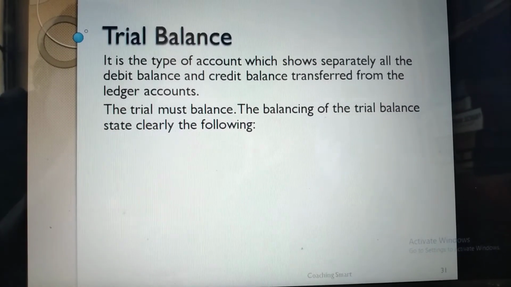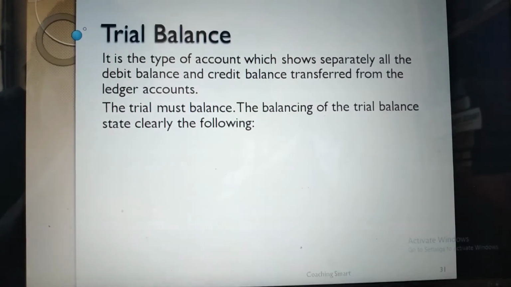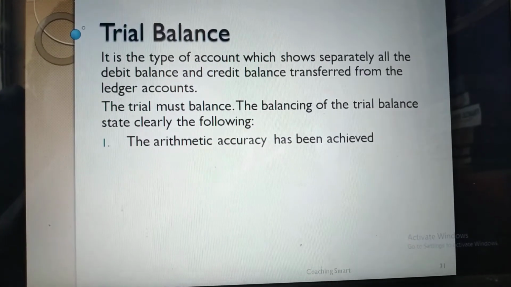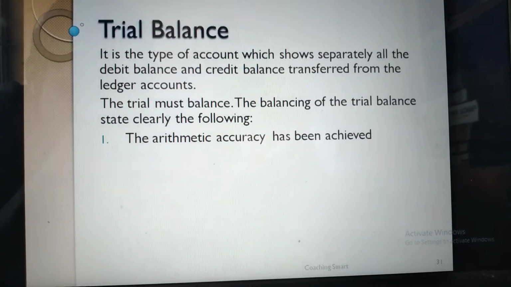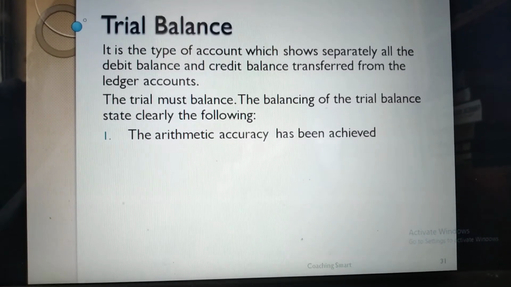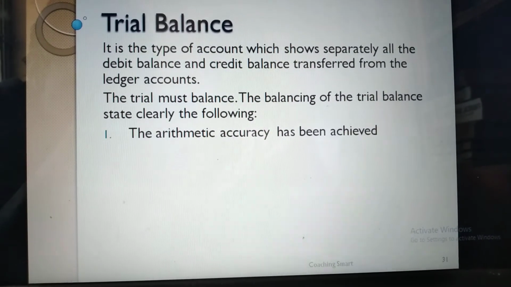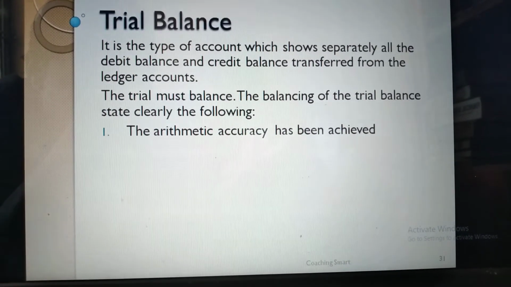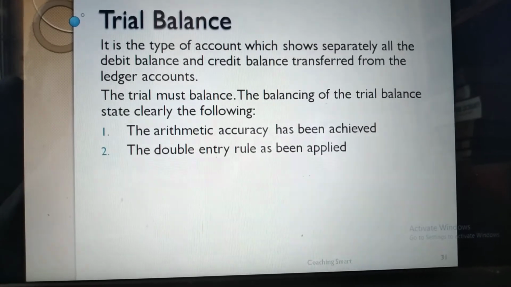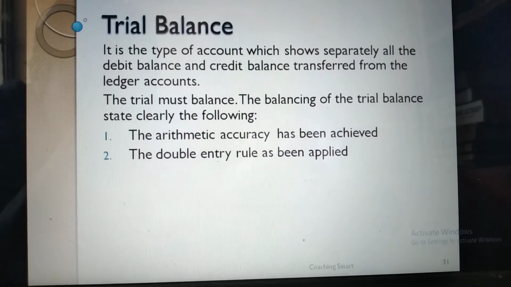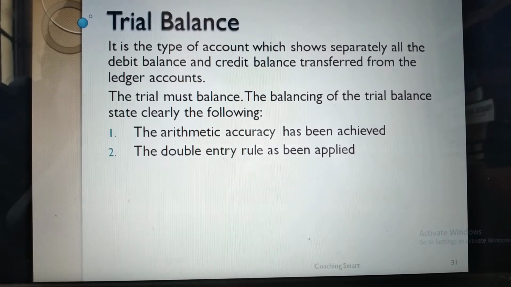The trial balance must balance. The balancing of the trial balance states clearly the following. 1. The arithmetic accuracy has been achieved. When you total, your calculations have been well and accurate. Number 2, double entry rule has been applied. The rule of debit and credit has been adhered to.